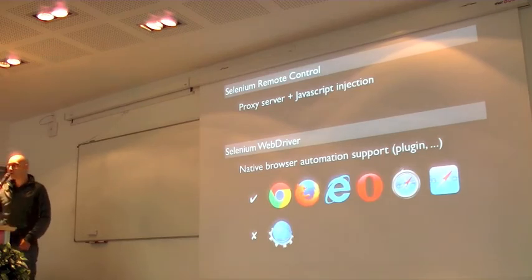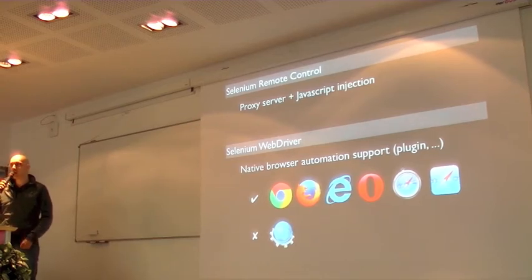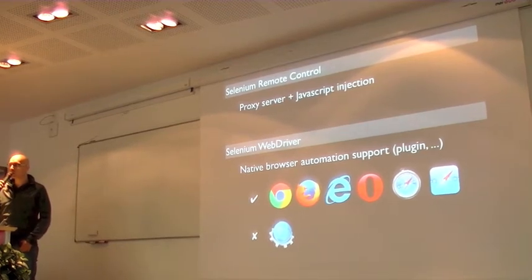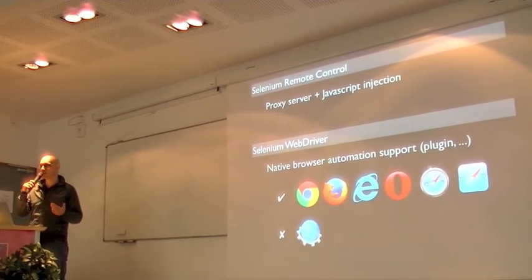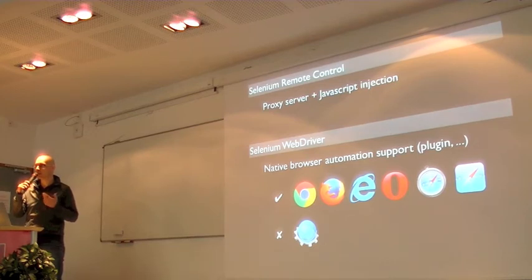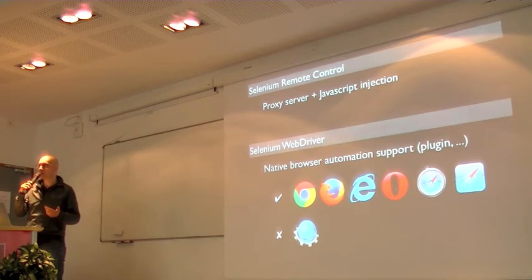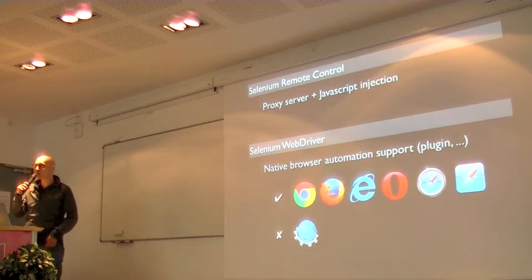So there are three key differences between RC and WebDriver. The first difference lies in the implementation, or how they control the browser. RC works through a combination of a proxy server, which wraps the website that you are testing, and injects some JavaScript code into this page. The JavaScript code then communicates with your program or your test to receive and execute browser commands. WebDriver, on the other hand, works through a browser's native support for automation. For Firefox, that means a plugin. For Internet Explorer, that means it uses COM automation.